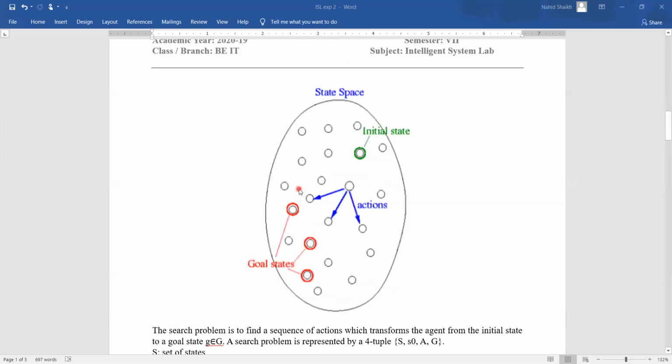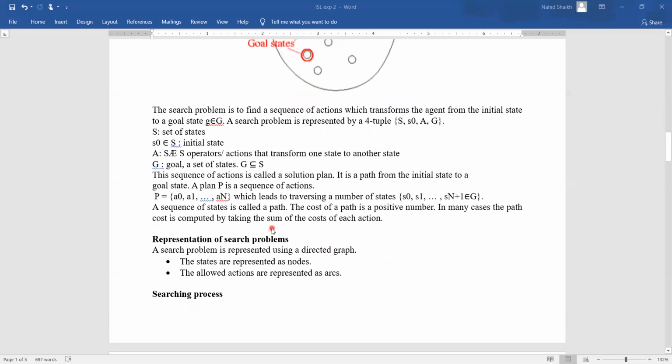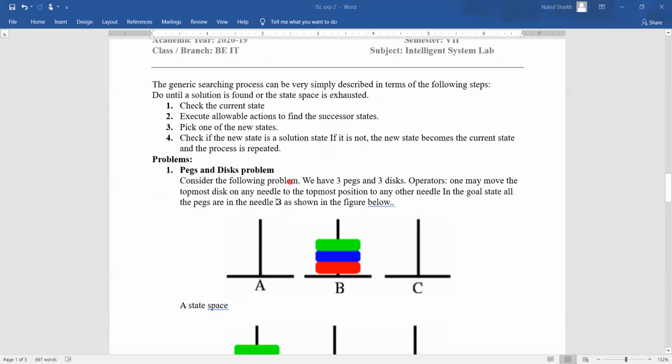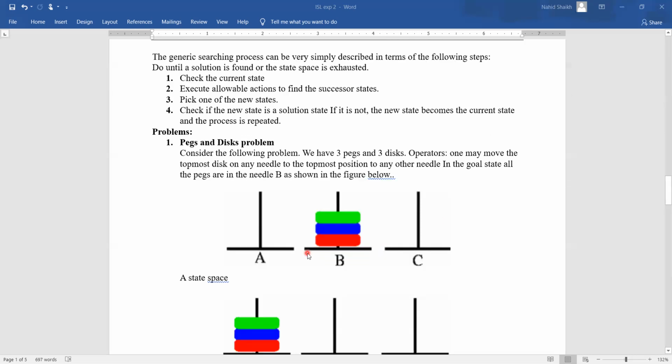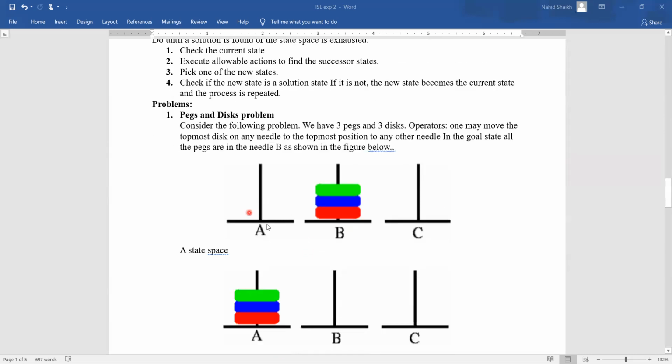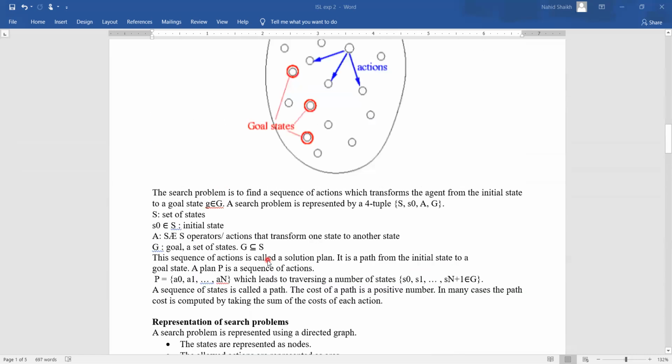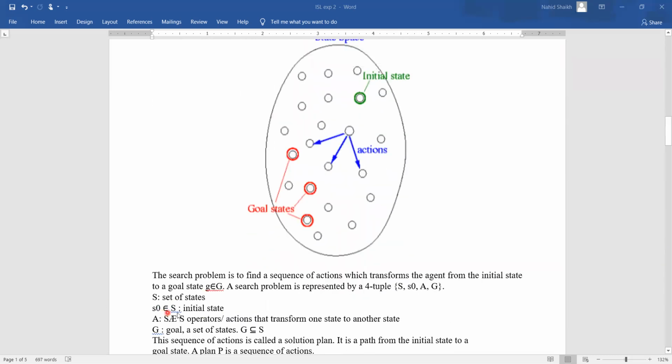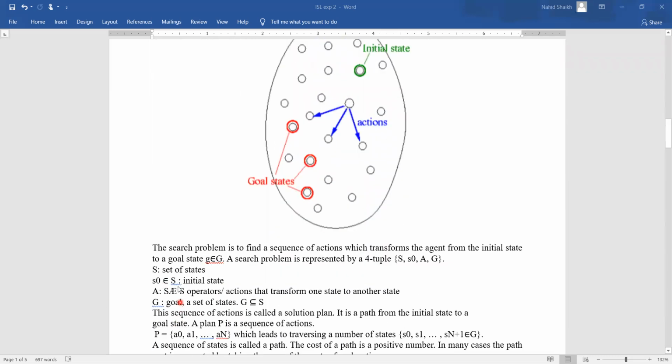State space is nothing but the collection of all the possible states. This you can very easily understand with the help of this problem. Consider this pegs and disks problem. Suppose this is my first or initial state. What I need to define in this state space, I need to define four things: the set of states, the initial state, the operator, and at the last the goal.